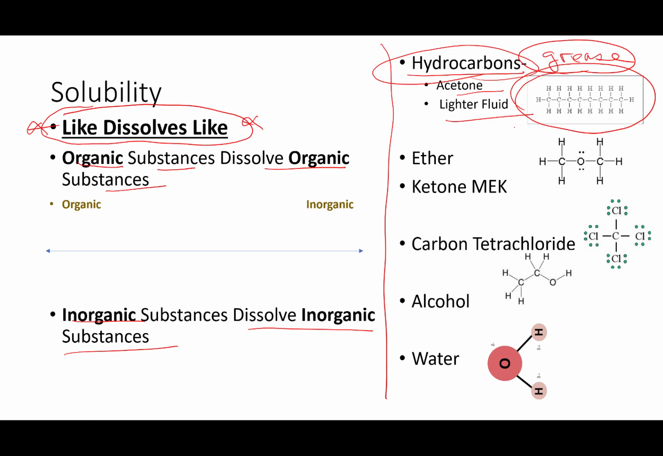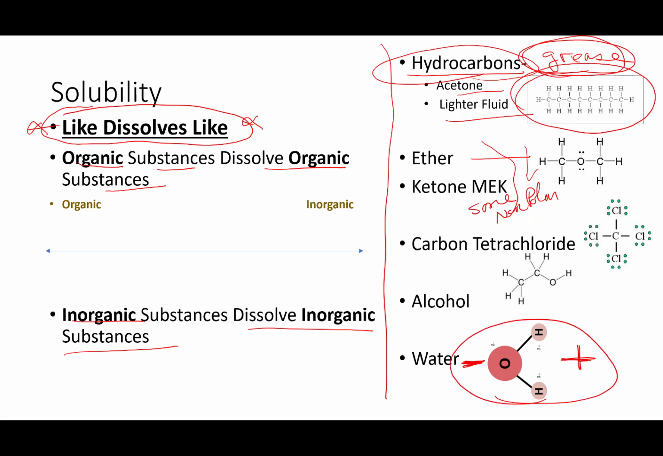If you've got something that's a little different, well, then you can get molecules that are not quite as symmetrical, and you can get into ether or MEK, methyl ethyl ketone. These molecules can dissolve a variety of things beyond just pure grease, because they have some slight nonpolar properties to them. On the other end, you've got that strong polarity of water. One end's really negative, one end's really positive, and that's going to dissolve those really polar things.